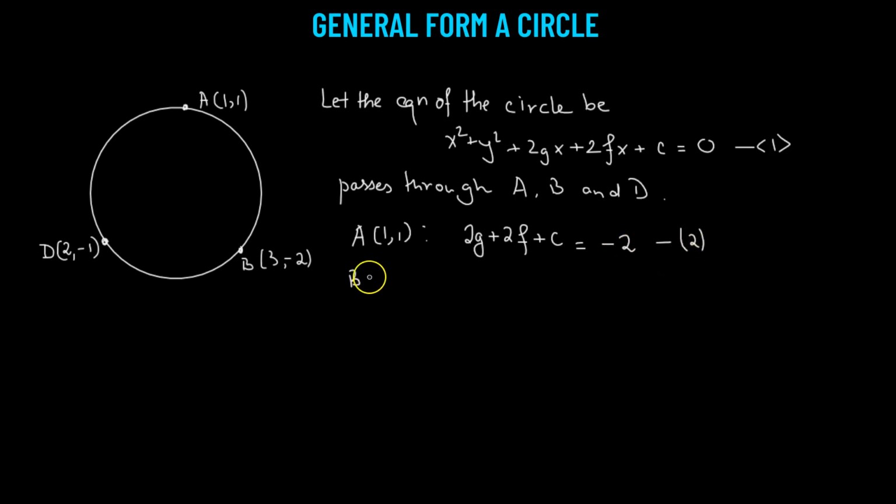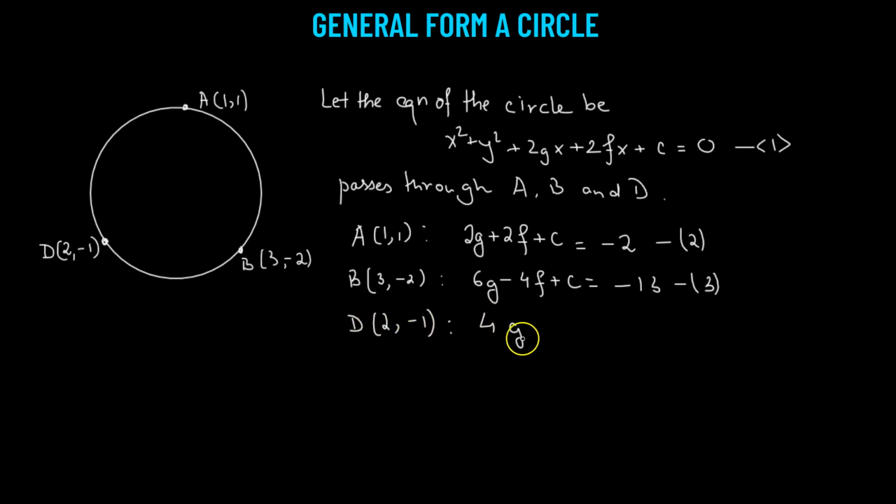Then we have point B. Point B lies on the circle, meaning it is going to satisfy the equation of the circle. That gives us 6g minus 4f plus c equals negative 13. That is equation number 3. And we have point D with coordinates 2, negative 1. The equation will be 4g minus 2f plus c equals negative 5. That will be number 4.